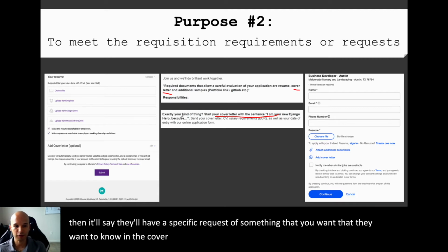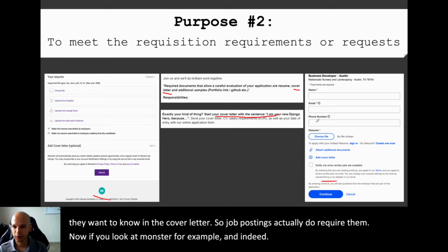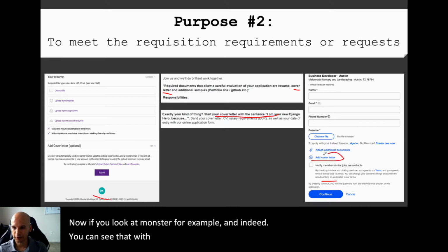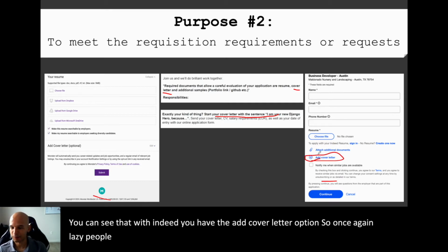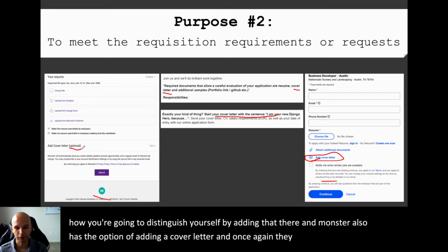So job postings actually do require them. Now, if you look at Monster, for example, and Indeed, you can see that with Indeed, you have the add cover letter option. So once again, lazy people will upload their resume, but they won't add the cover letter. So that's how you're going to distinguish yourself, by adding that there. And Monster also has the option of adding a cover letter. And once again, they say it is optional.